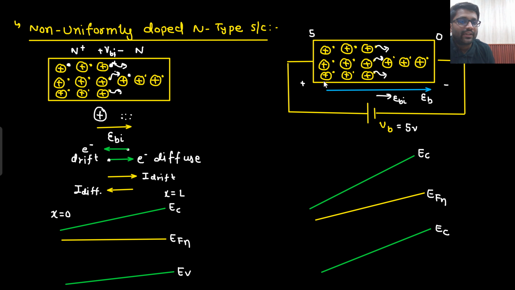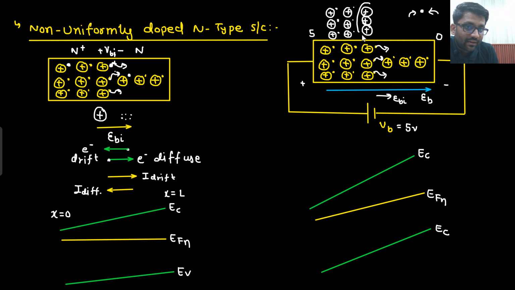So eventually what kind of scenario will you get? Here plus plus plus has been made, and here plus with electron, plus with electron, plus with electron. And I told you in a semiconductor, who is responsible for the current? These movable electrons. These electrons can move. So these movable electrons are responsible for the current.